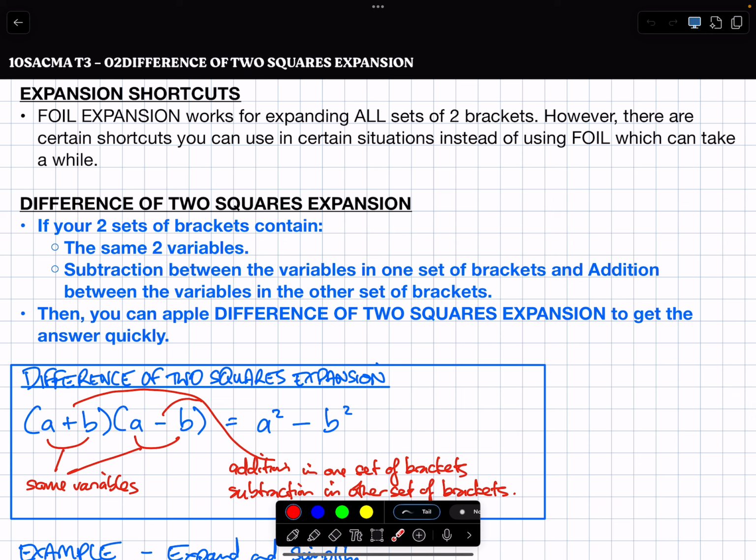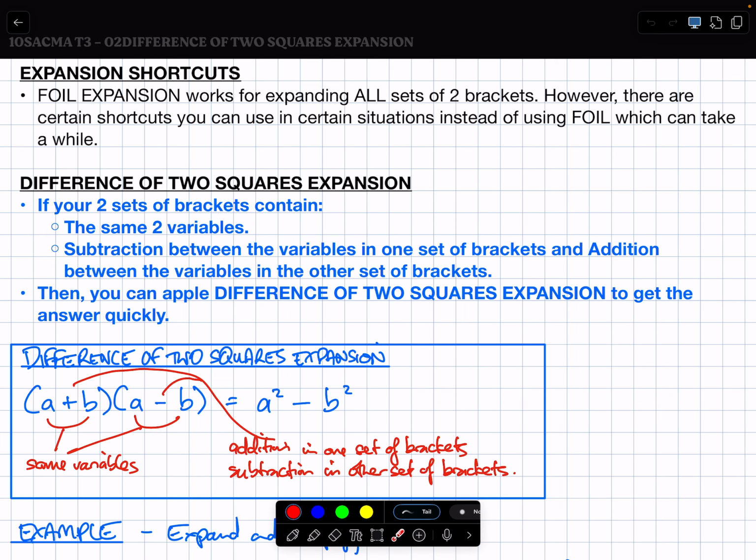Let's go. Expansion shortcuts. If all you can do is FOIL, you'll still pass, okay? But what I'm showing today is some shortcuts. There's certain shortcuts you can use in certain situations instead of using FOIL, which can take a while.